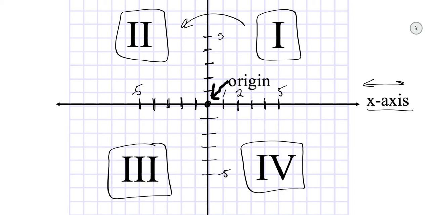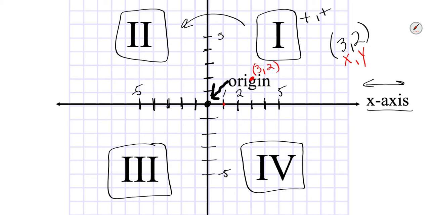So say we wanted to graph the coordinate 3, 2. Everything's positive, so that should be in quadrant 1, right? Both things are positive over here. So I'm going to go over 3 and then up 2. That should be my point, because it's x, comma, y. So I'm going right or left first, and then I'm going up or down second. So this is the point 3, 2.